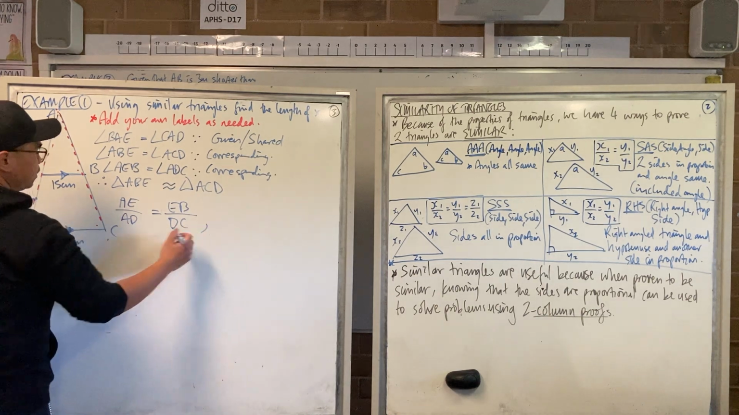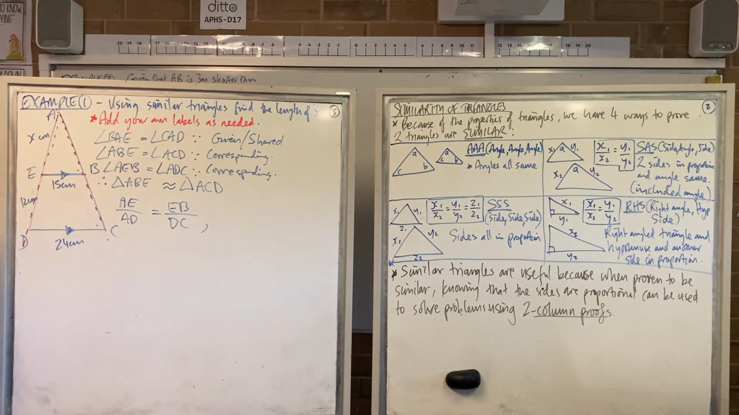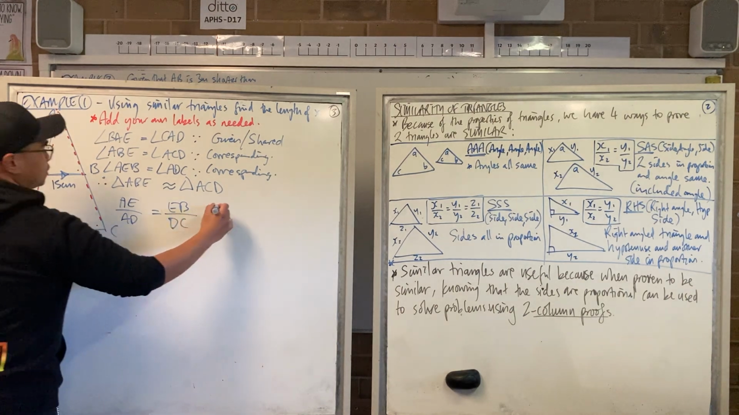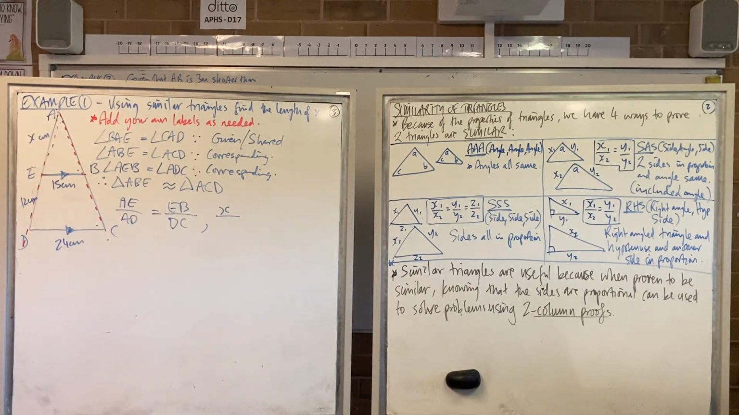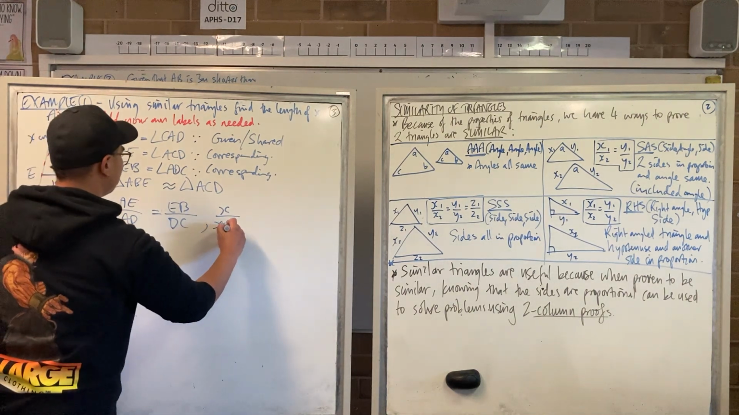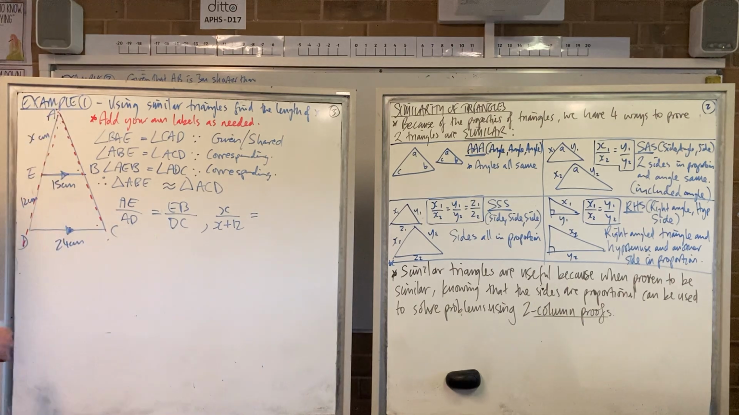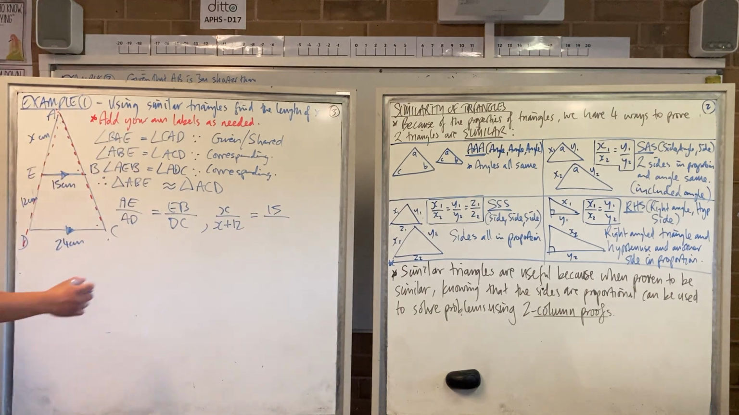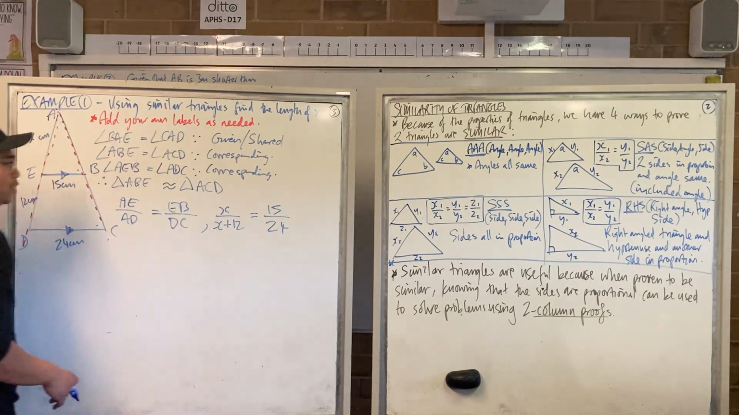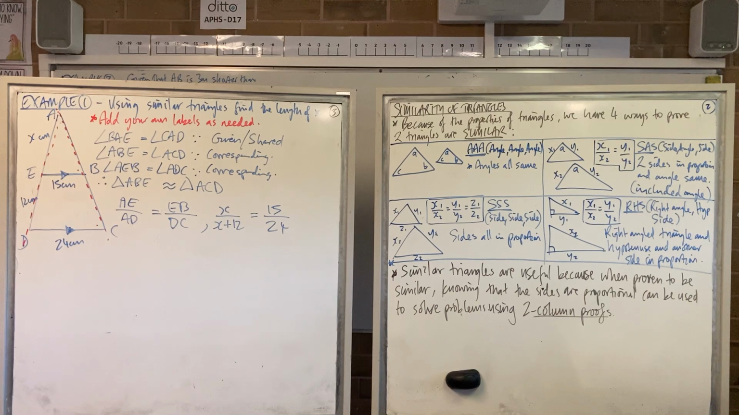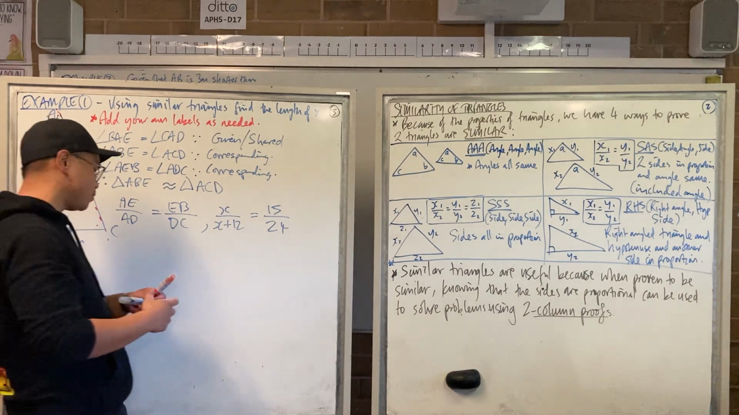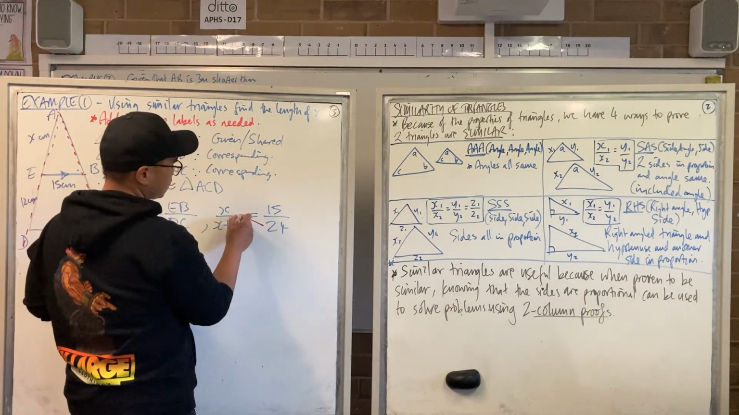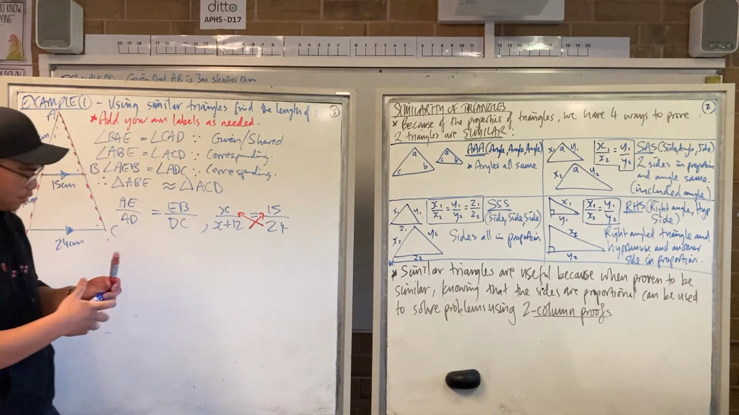So now I go comma. What is AE on my little diagram? X. X over the whole thing. It's not just 12. It's x plus 12, equals, how long is EB? 15 over 24. What do we do when you've got a fraction on either side of an equal sign? Cross-multiply. There's a reason why we taught that. So times that by that, times that by that. What's 24 times x?